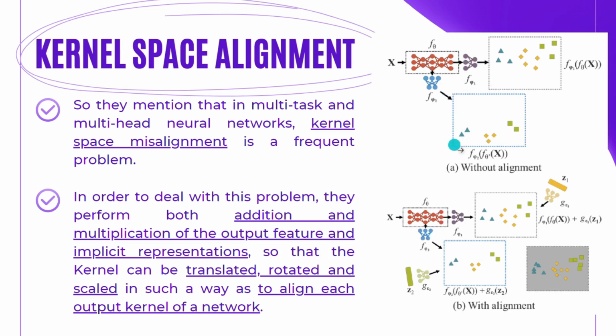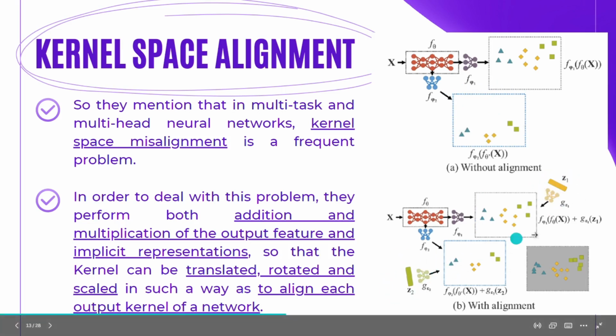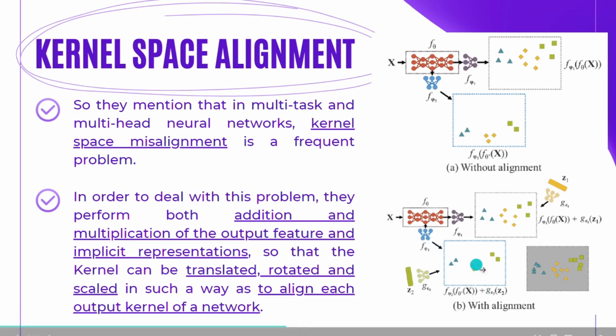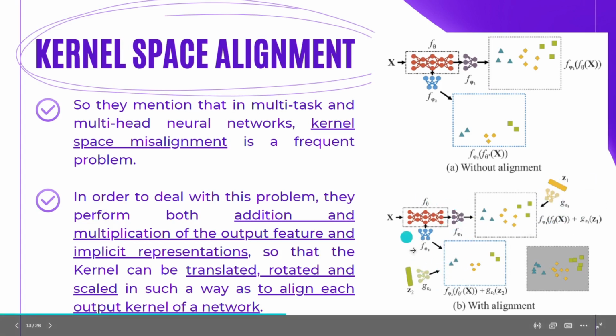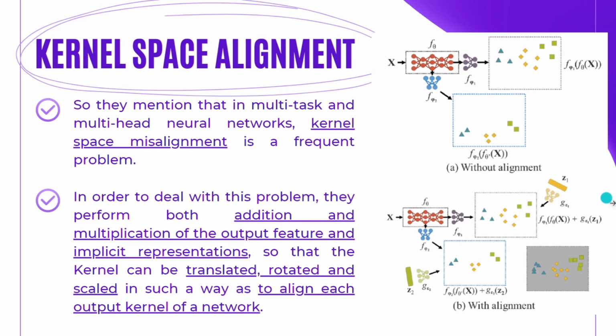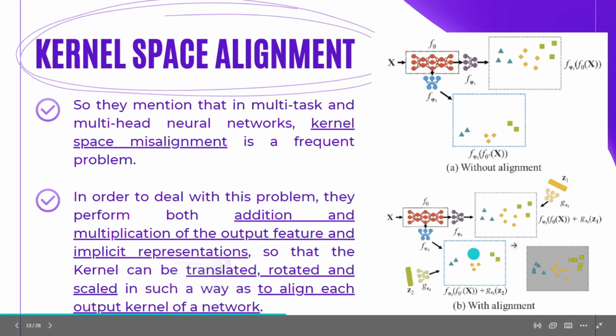then without performing any kind of kernel space alignment, it's going to be very hard to make predictions. So what they did is, by introducing an implicit knowledge, which is represented by G, epsilon 1 and epsilon 2 in this figure, the input for this network is, instead of X, we have Z1 and Z2. By introducing this implicit knowledge, we can align the kernel space for the representation that is learned from the explicit model. And this can be done by adding or multiplying the implicit knowledge with the explicit information, so that we can align each output kernel of a network.